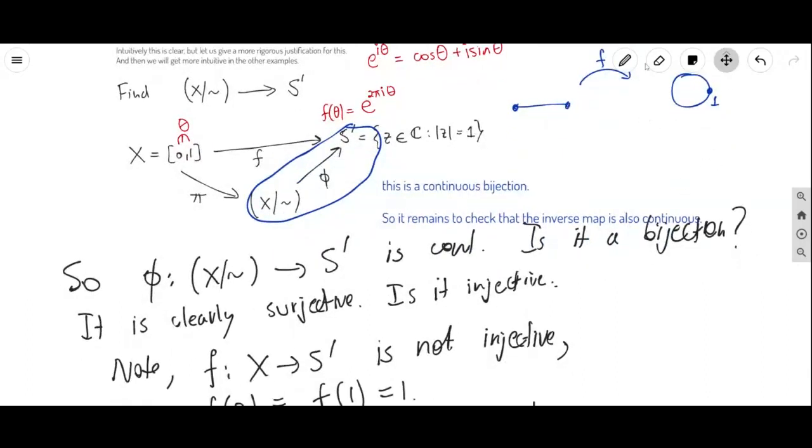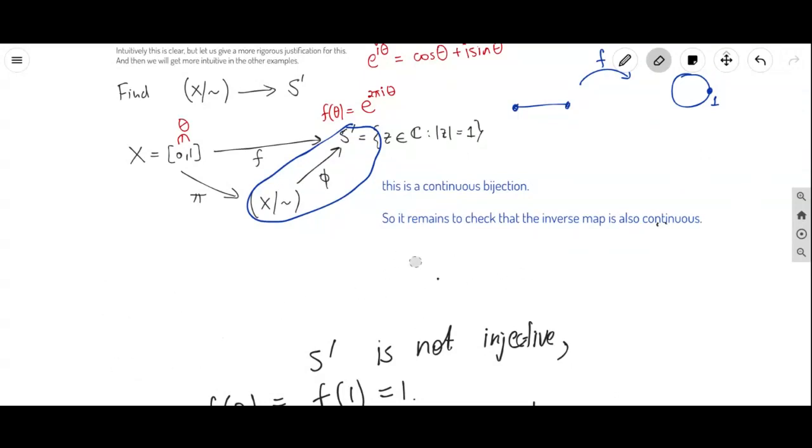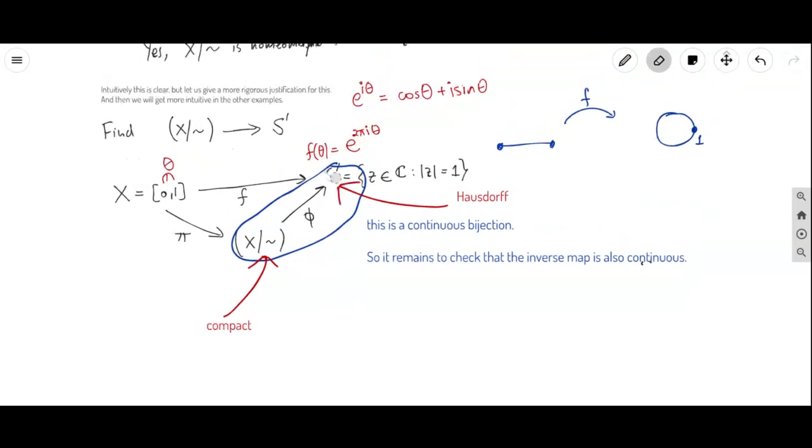Now, there is a trick that we've talked about before that can save a lot of time. The trick is you do not have to check whether the inverse map is continuous if you happen to know that this space is compact and this space is Hausdorff. We know that this space is Hausdorff because it's a subset of the complex plane, which is metrizable, so it's a metrizable space, so it's Hausdorff. This is a Hausdorff space.